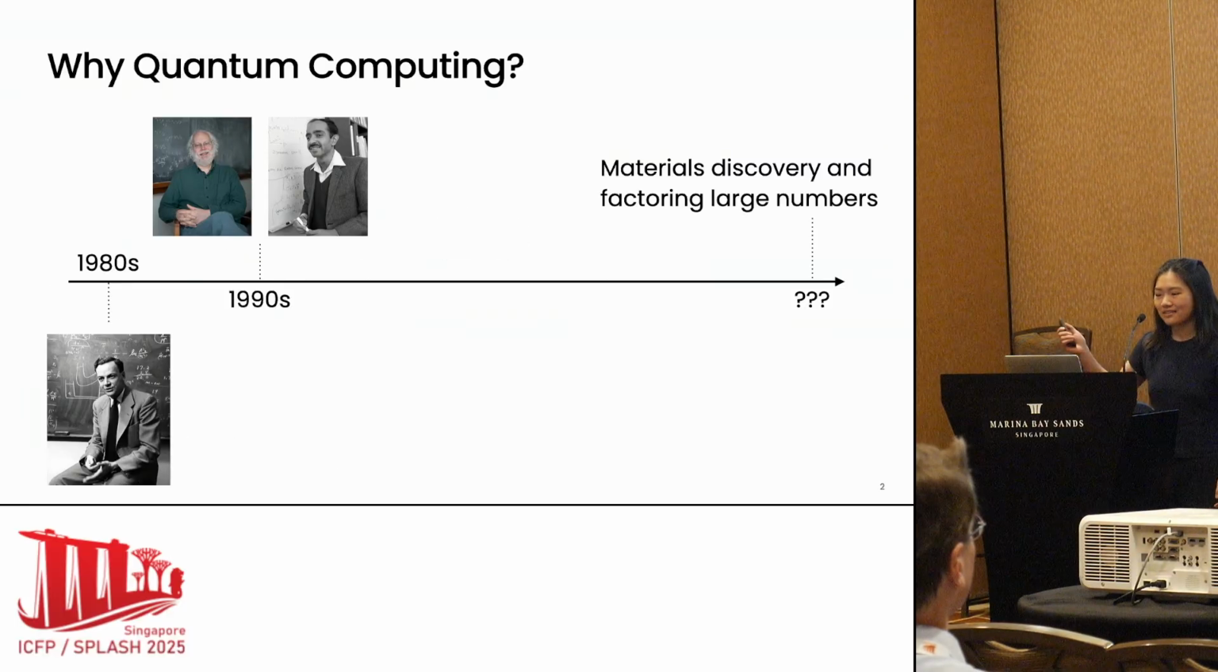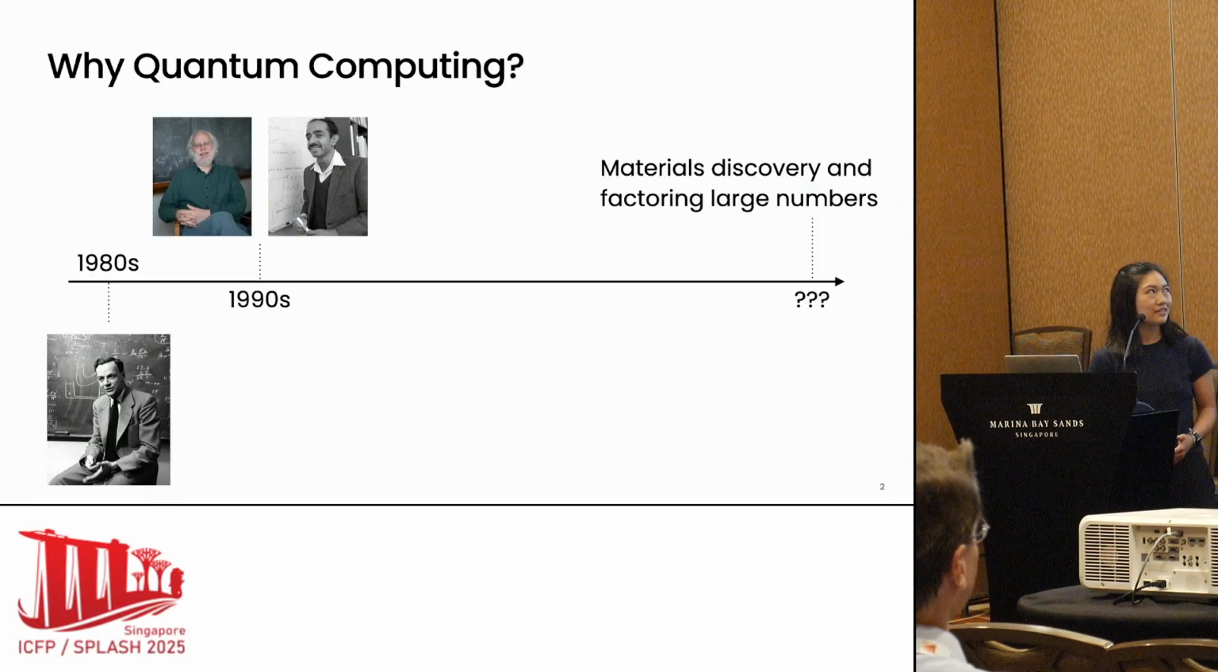So to get us started, why do we even want to do quantum computing? Well, in the 80s, Feynman introduced this idea of using quantum computers to simulate quantum mechanics. And then in the 90s, we had these breakthrough algorithms, such as Shor's algorithm for factoring numbers and Grover's algorithm for search. And one day, we'd like to be able to do things like material discovery, probably more than factoring large numbers. But it's kind of unclear right now when we'll be able to achieve that.